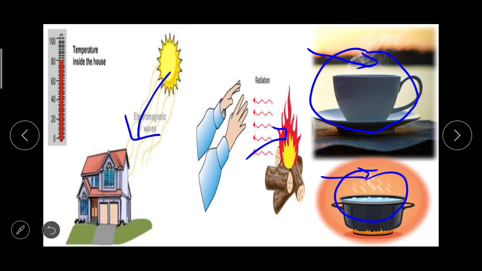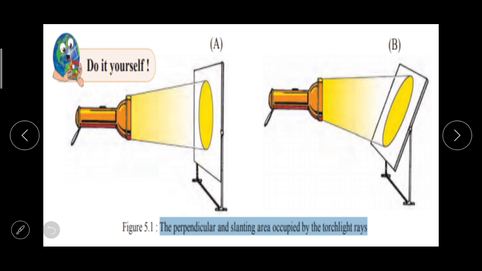All these things we are going to study in this topic, and for this there is an activity which is given for you, figure 5.1 in our textbook, which you can see on the screen.